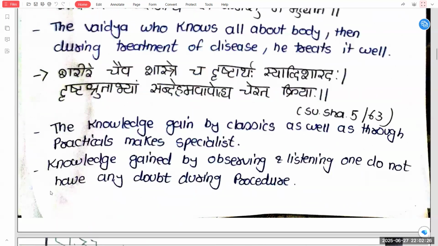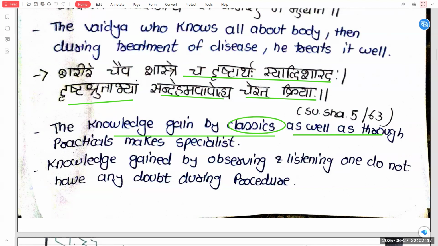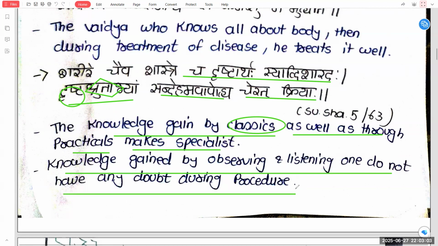Shariraihi cha eva shastre cha drishtartha syad sharadah दृष्टश्रुताभ्याम संदेहम वपावह्य चरत kriya. Shushruta Sutrasthan. The knowledge gained by the classics, that is the Tantra or the Samhita, as well as through the practicals, that is the Drushta and Shruta. Shruta means heard, and Drushta means seen practically; this makes one a specialist. Knowledge gained by observing and listening means one does not have any doubt during the procedure.